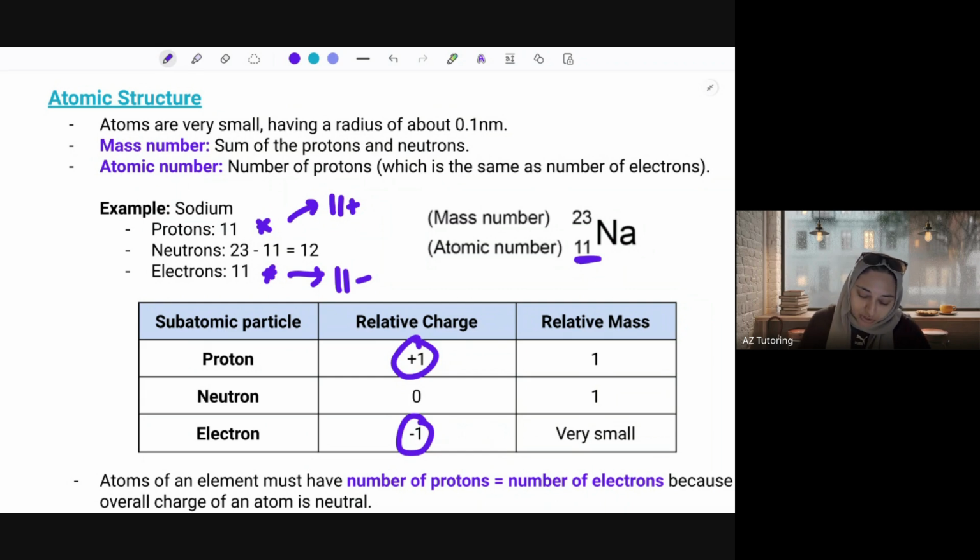And then remember, the number of neutrons is just the mass number, take away the atomic number, so the proton number, because the mass only includes the protons and the neutrons. It doesn't include the electrons.